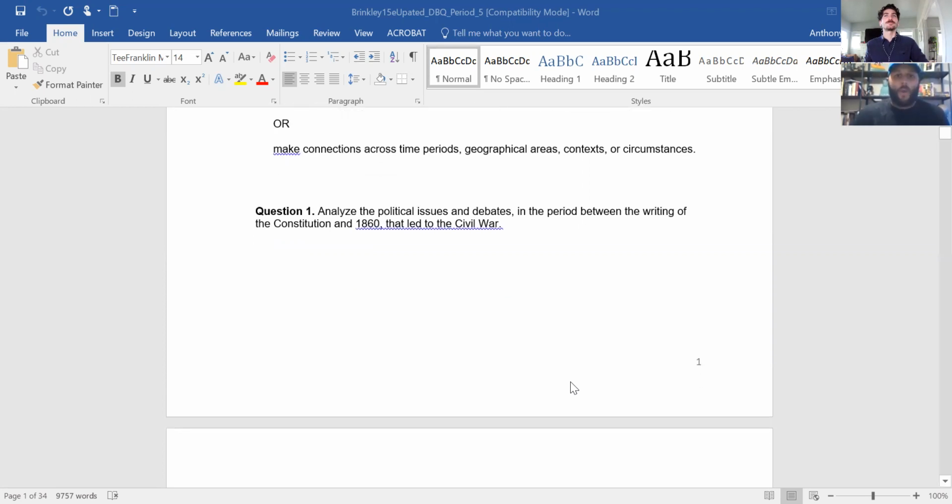So our main question here is very broad, which usually the DBQs are, broad and period based. And this one is to analyze the political issues and debates in the period between the writing of the Constitution and 1860 that led to the Civil War. So, what do you think of when you read this prompt, I guess?